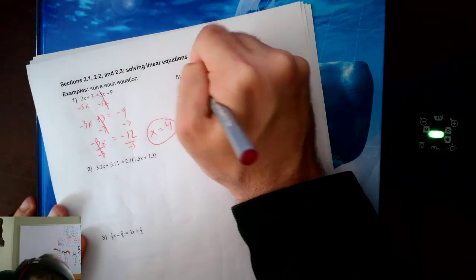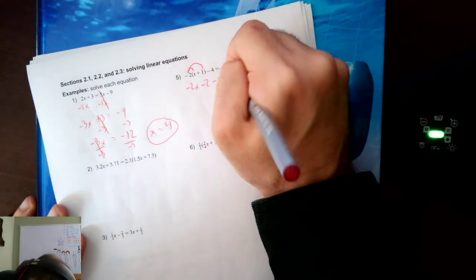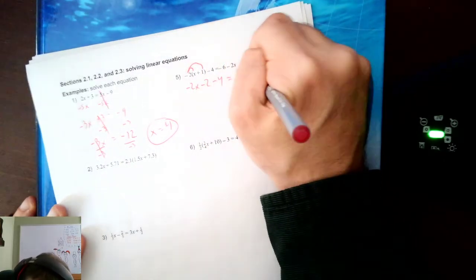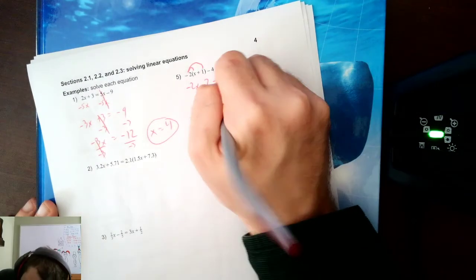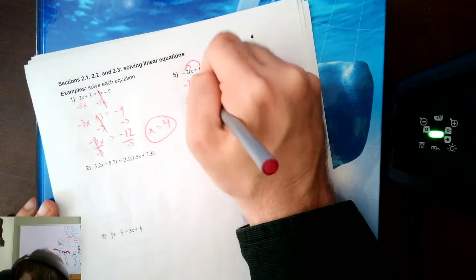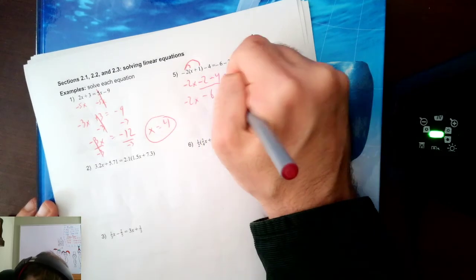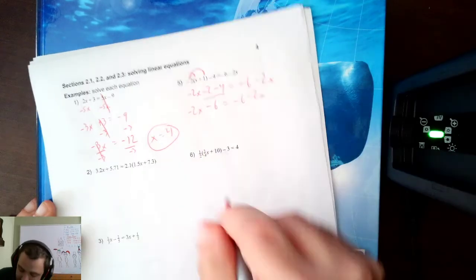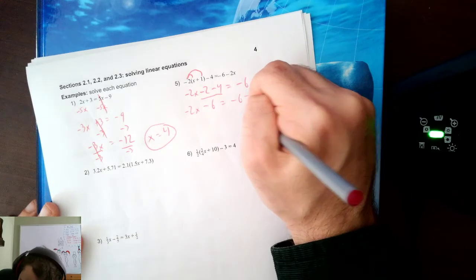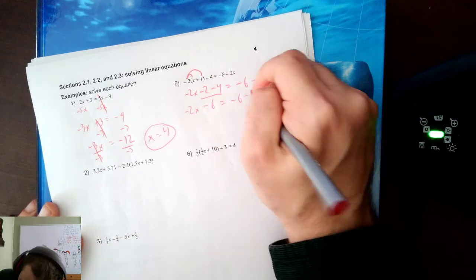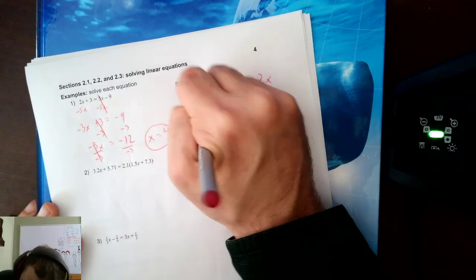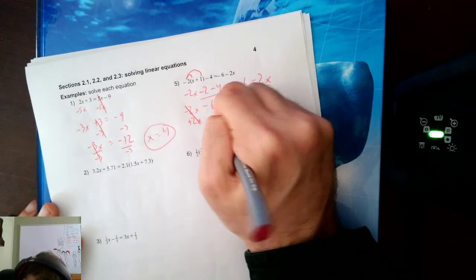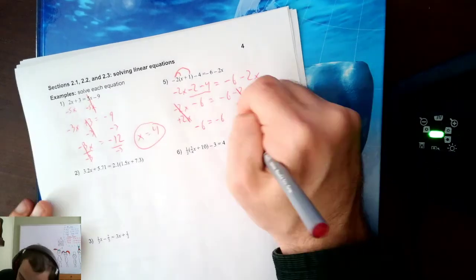Negative 2x minus 2 minus 4 equals negative 6 minus 2x. All right, I distributed. I got some like terms here. Negative 2x, let's see, minus 6 equals negative 6 minus 2x. Let's see, I want to get all my x's over here, so I'll add 2x to this side to cancel that out. Oh, but wait. If I add 2x here, that cancels that out. Left with negative 6 equals negative 6.